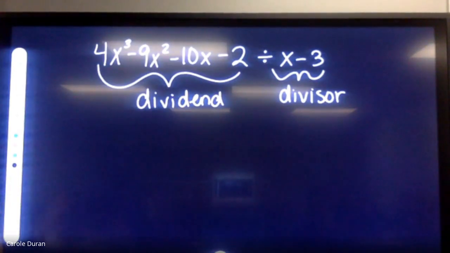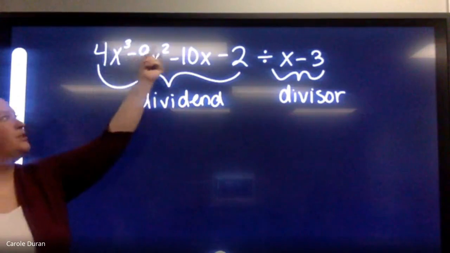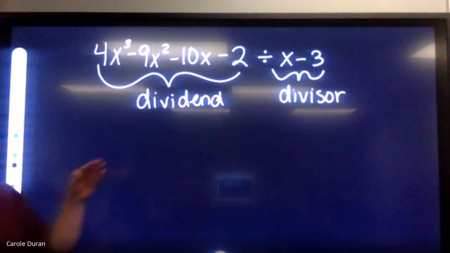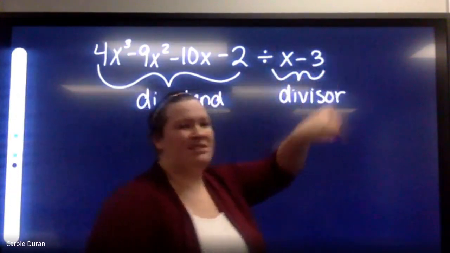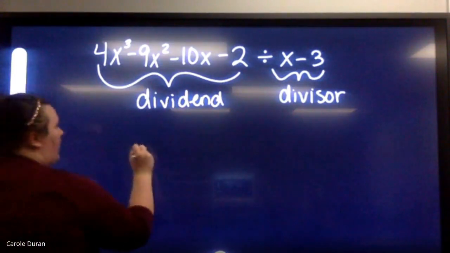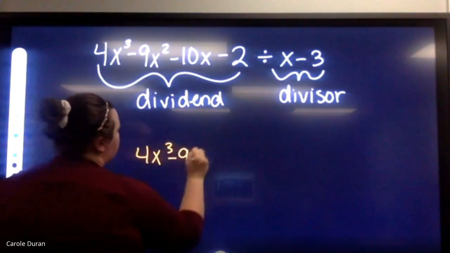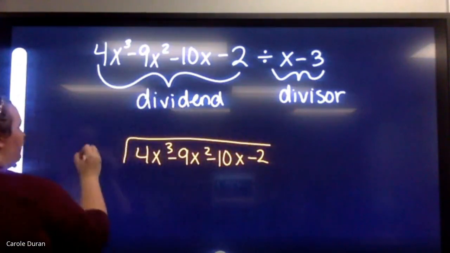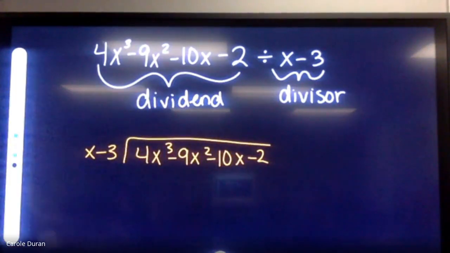However, we have to be sure we are not skipping any terms in our dividend or our divisor. So we need to make sure our exponents decrease 1 at a time. So I have a 3, a 2, a 1, and a 0. So I have no missed terms in that dividend. I must check for my divisor as well. I have a 1 and a 0, so I'm good to go. I set up my problem, and it becomes 4x cubed minus 9x squared minus 10x minus 2, all divided by x minus 3. So we set it up the exact same way.